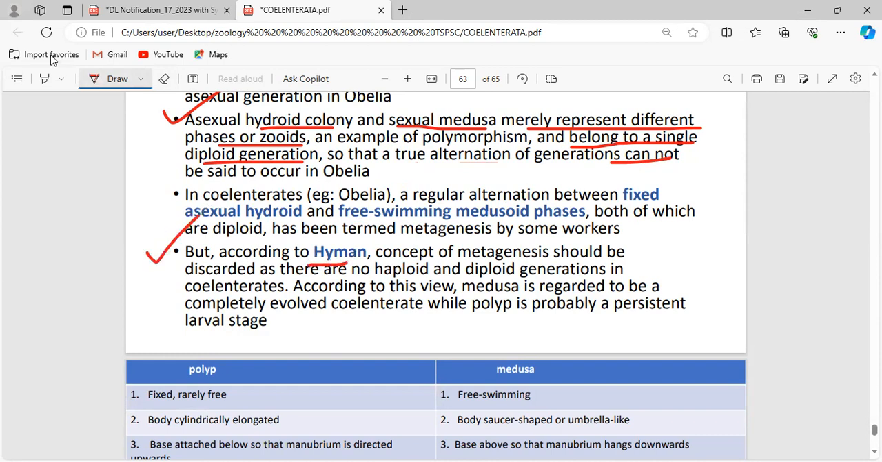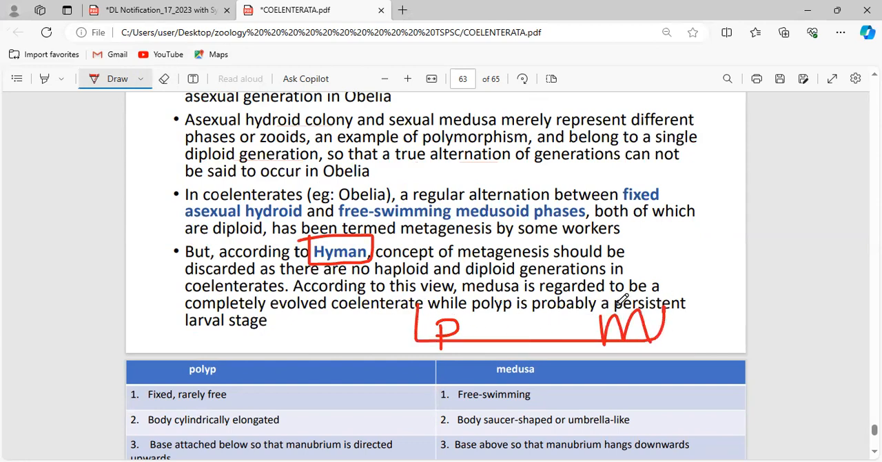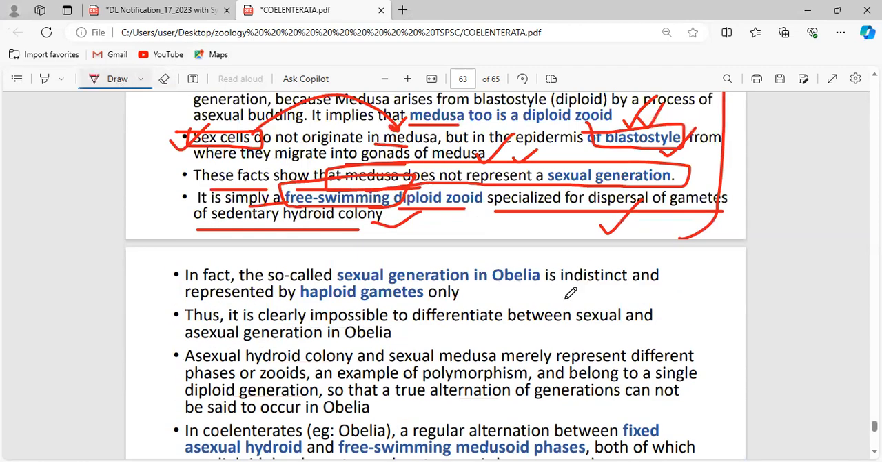But according to Hyman, the concept of metagenesis should be discarded as there are no haploid and diploid generations in coelenterates. According to this view, the medusa is regarded as the evolved form, while the polyp is probably a persistent larval stage. Hyman is saying the polyp is the larval stage and the medusa is the adult stage. This is one of the ideas put forward by a scientist. Just don't confuse it with the factual information above.